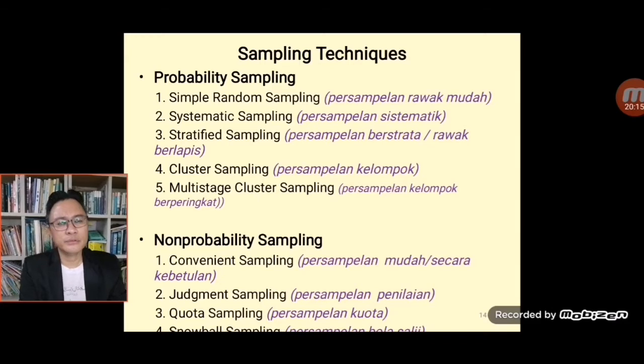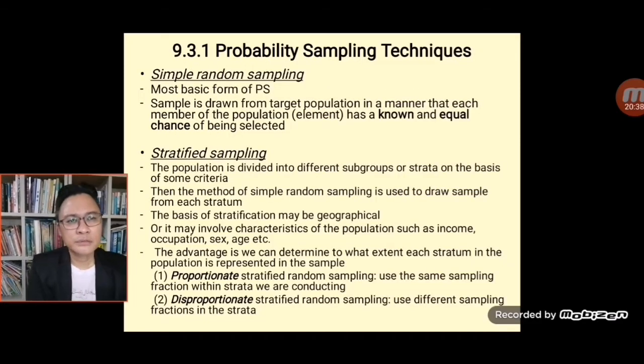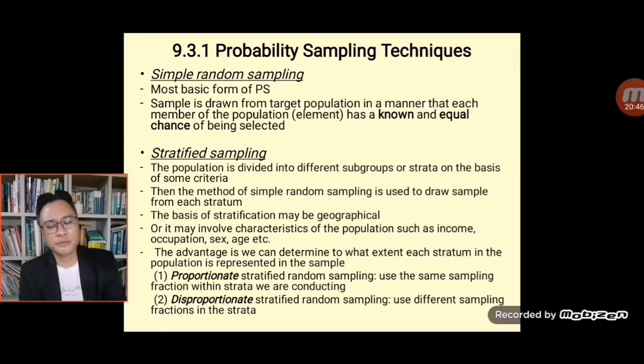Okay, right now we go straight to the sampling technique. Okay, probability sampling, they are simple random, systematic, stratified, cluster, multistage. Okay, non-probability, they are convenient, judgment, quota, snowball. Alright, we go to probability sampling techniques. Probability sampling techniques, first simple random sampling. This is the most common, the most popular, being employed by many researchers.